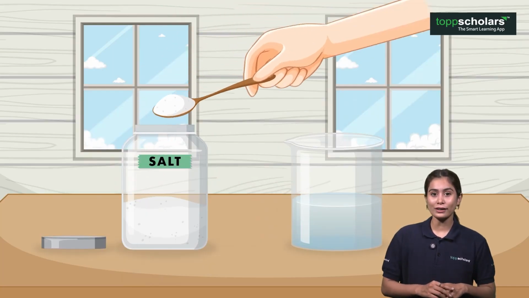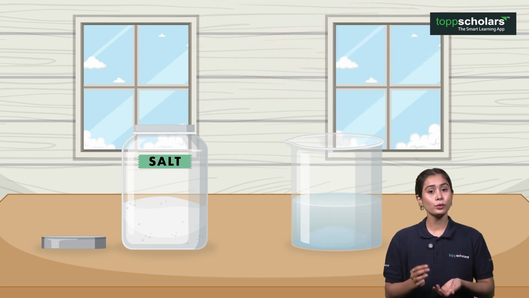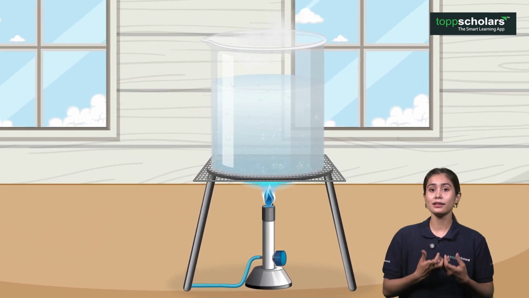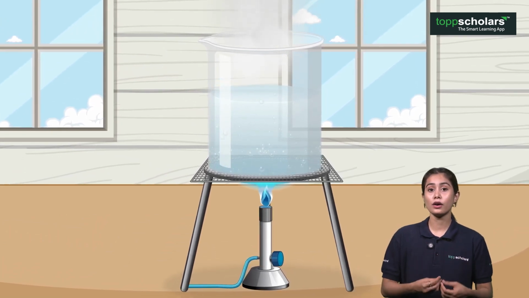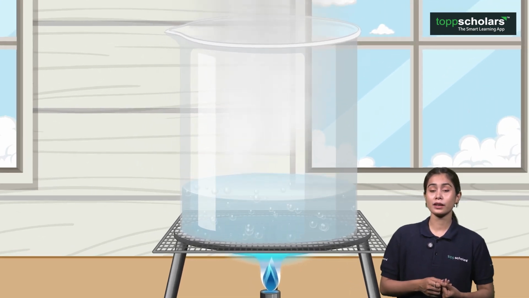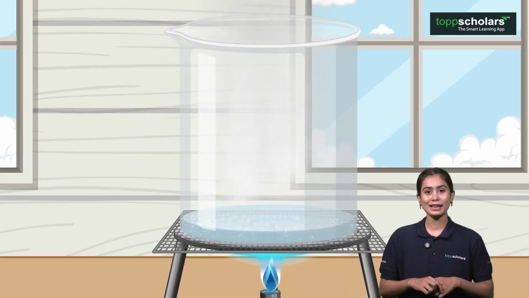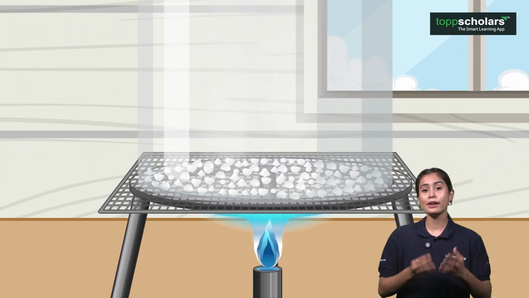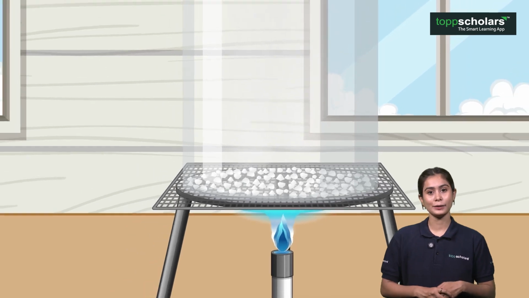Take a glass of water in a beaker. Add a spoon of salt and stir it. Now carefully heat this solution on a burner or gas stove for a while. What do you observe? Yes, you are right. In a few minutes, all the water evaporates from the beaker and only salt is left behind. In this way, we have separated salt from the water.